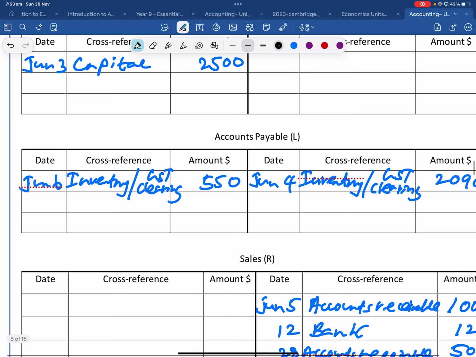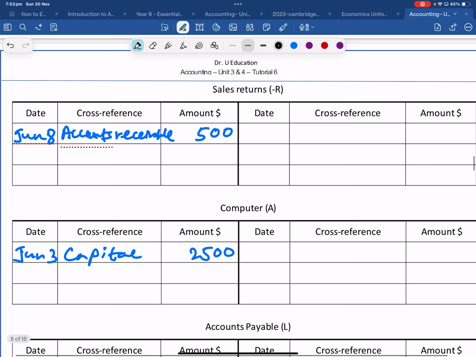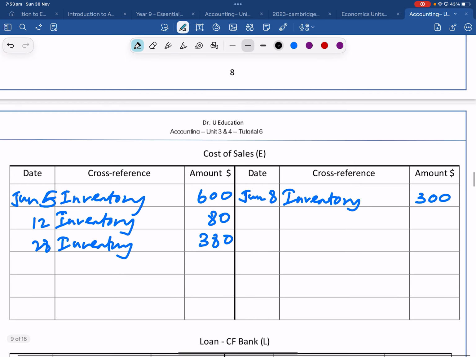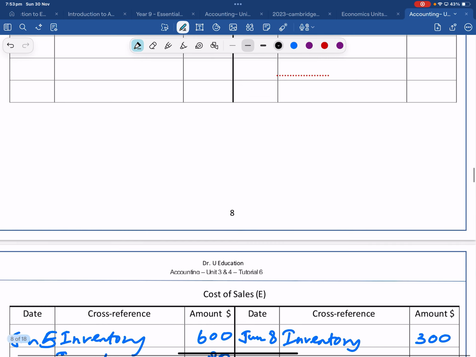Sales return, computer, you don't have to worry about balancing because they are just one item. You don't have to really worry about it.